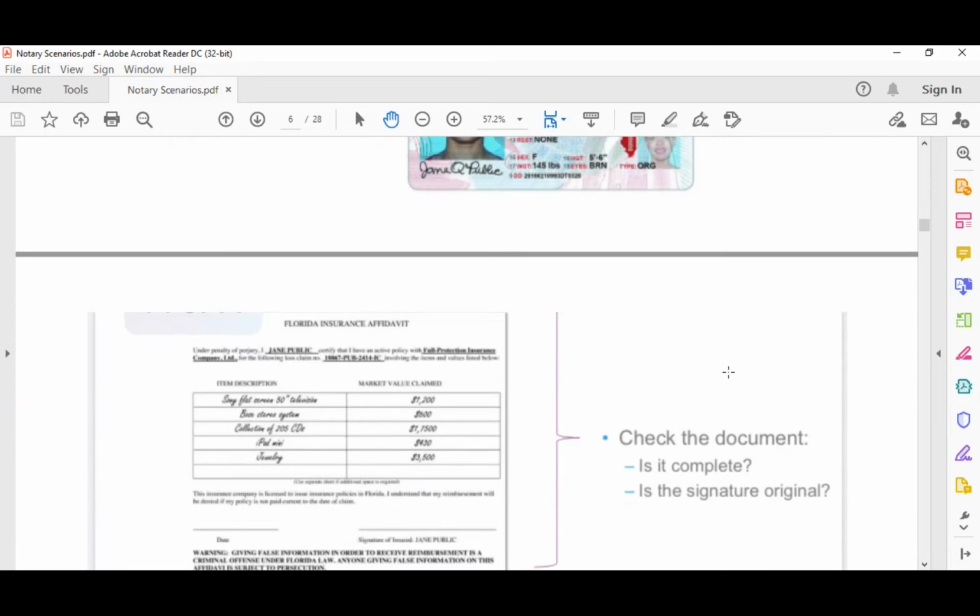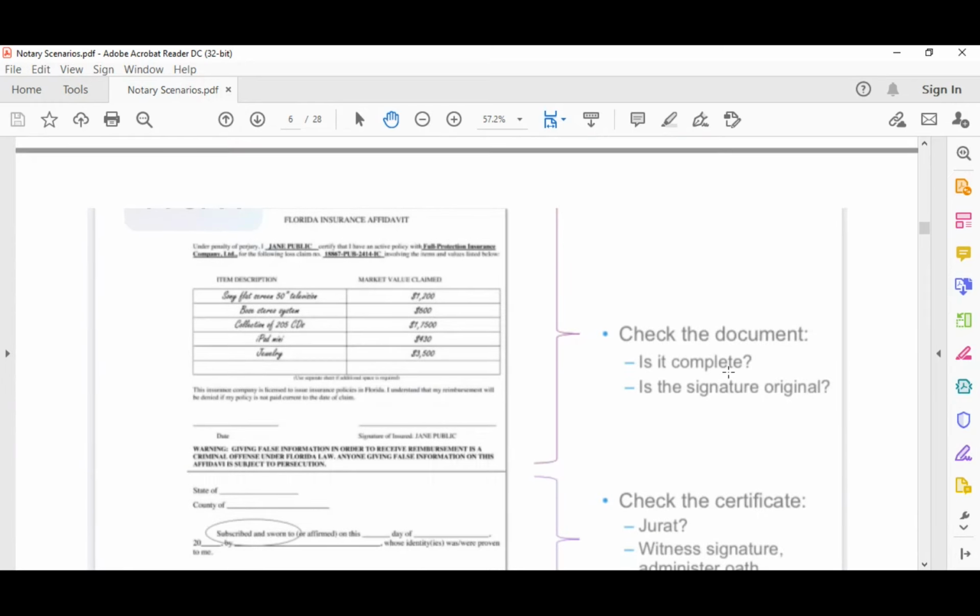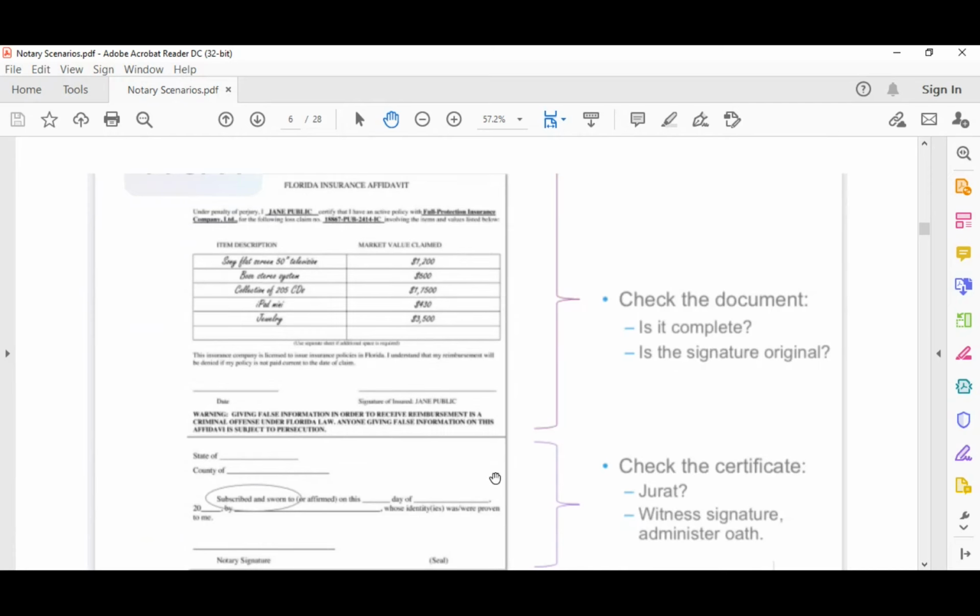First thing you want to do is examine the document. I'm going to check it. Make sure that it all is complete. Make sure it's filled out here. Only thing missing is the signature and the date, which is okay. And you want to check to see what type of certificate this is because it does not have a title.